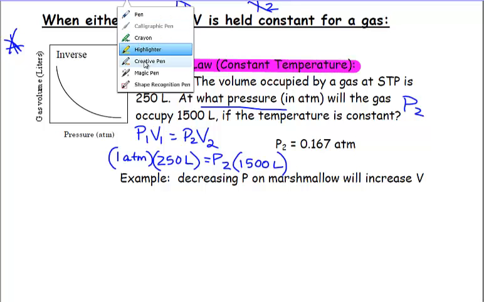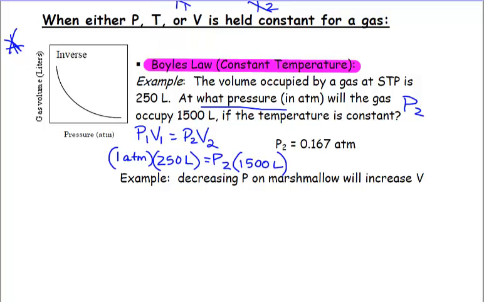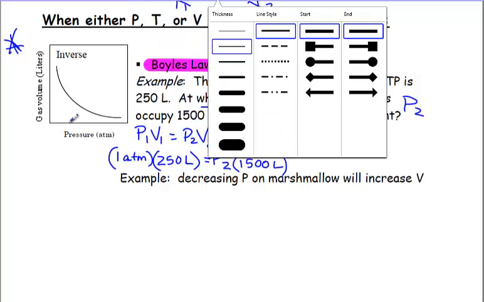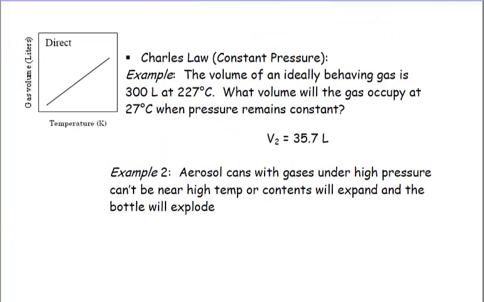So let's go to the next law, and that's going to be Charles's law. Charles's law is at constant pressure. All right? So again, same setup, P1, V1 over T1 equals P2, V2 over T2. But at constant pressure, we're actually taking out the pressure, and it's going to be V1 over T1 equals V2 over T2.